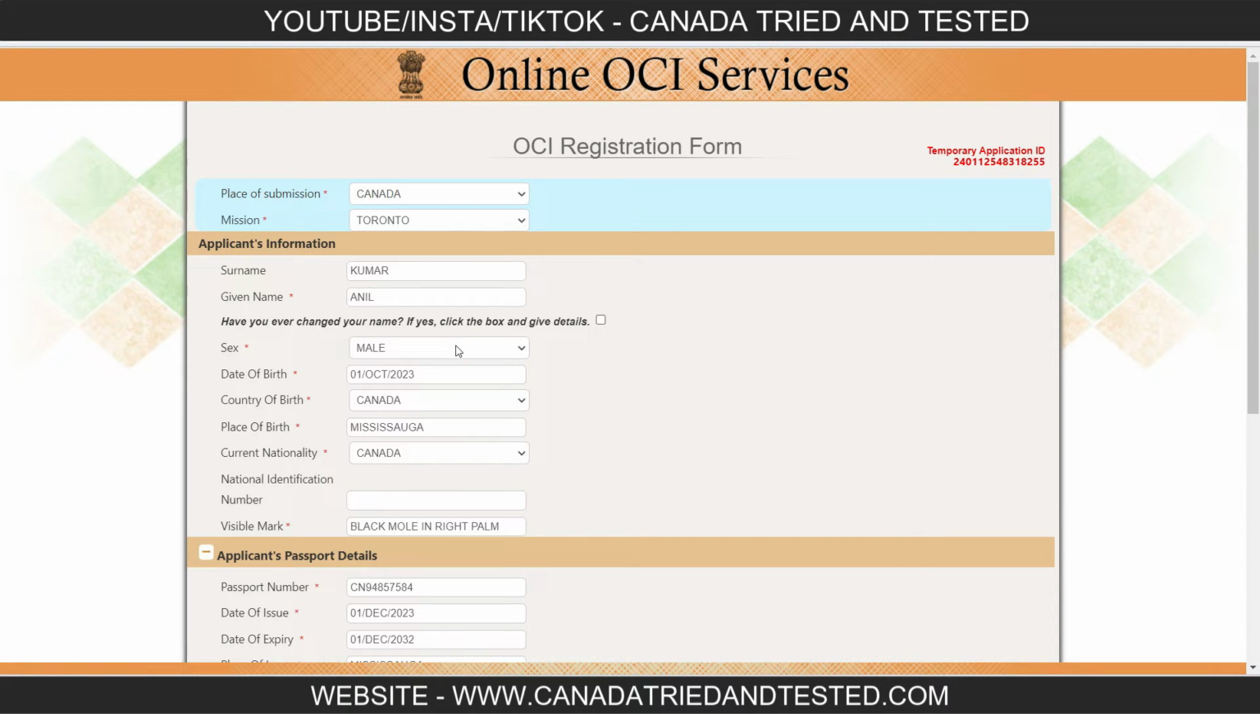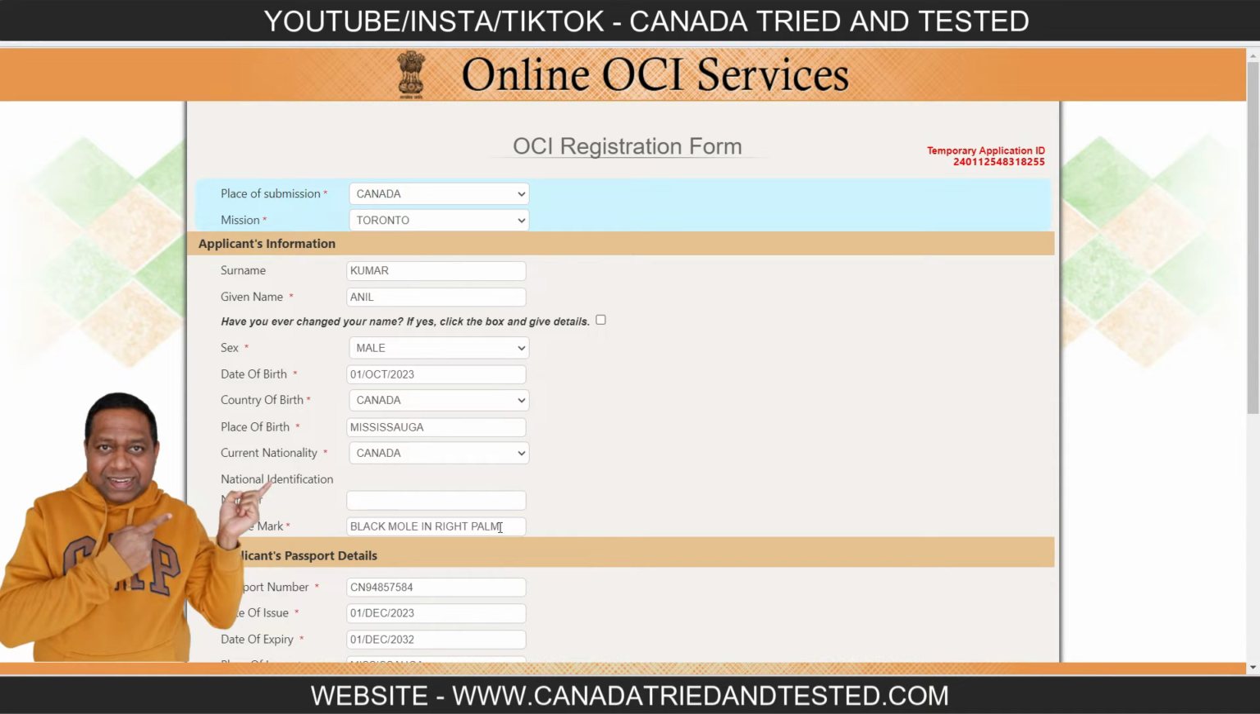Then sex, you cannot go wrong for the minor. Date of birth, country of birth, place of birth, current nationality, we already talked about. National identification number is not a mandatory field. Leave it blank. I did that for my minor child. And when it comes to visible mark, okay, just write to the best of your ability. With kids, as they grow, things change. So don't worry. Just make sure you make an entry. Don't leave this blank. Anything which you think or you are able to see, write to the best of your ability.